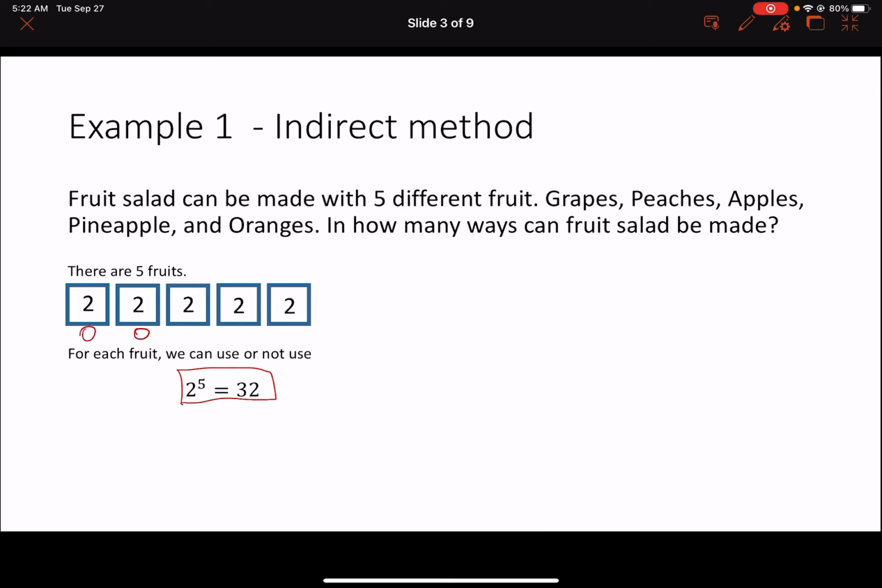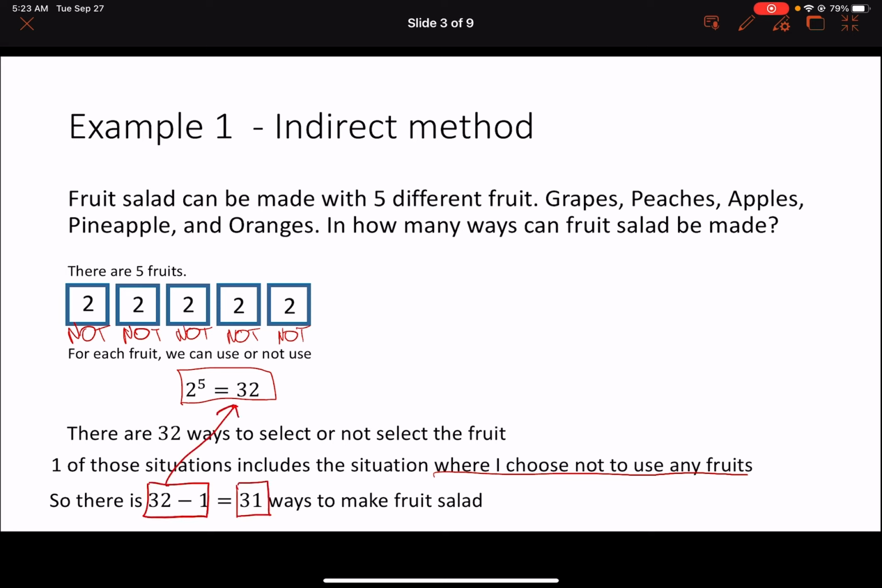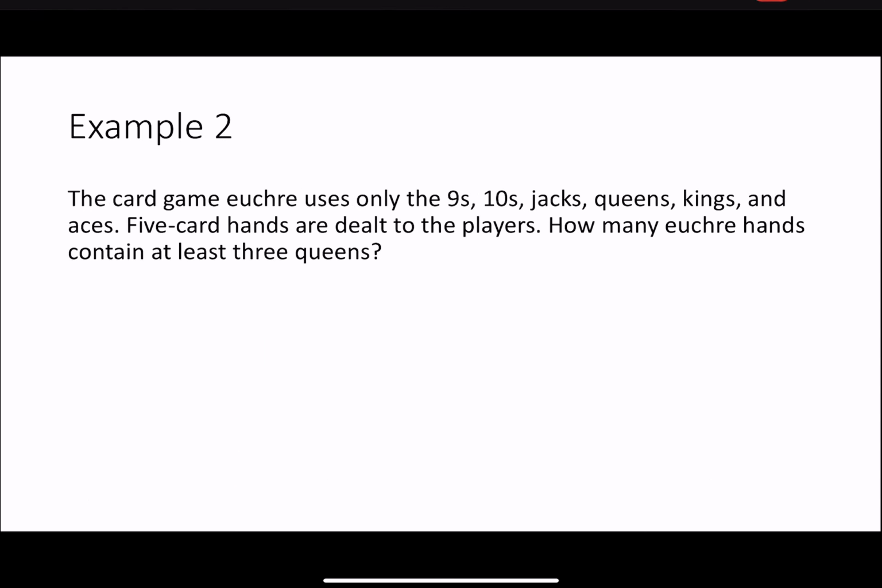Now, if you think about it, that includes the case where I don't use any of them, which is not a fruit salad at all. I use none of the fruits. So one of those situations includes where I choose not to use any fruit, so I subtract that case. These are all the cases, and I end up getting 32 take away 1. Total minus the one way is 31 ways to make a fruit salad. And I end up getting the same answer as I did in the previous example.